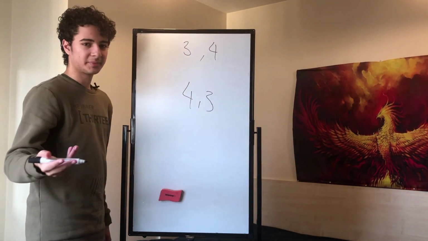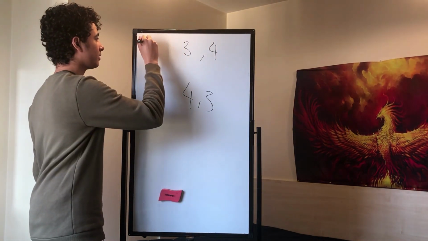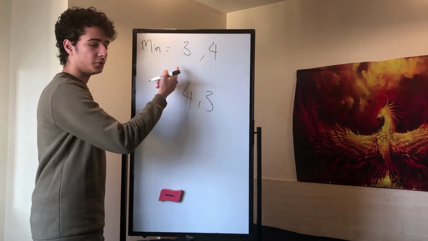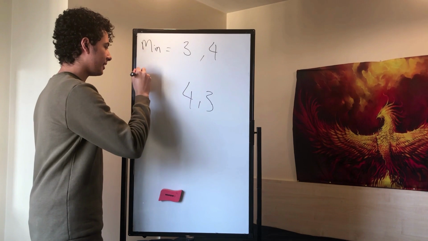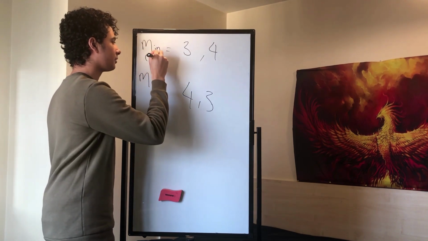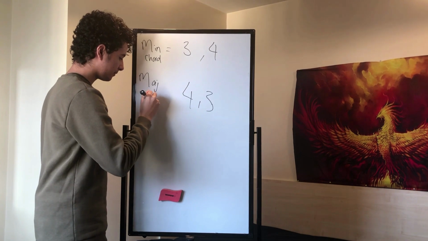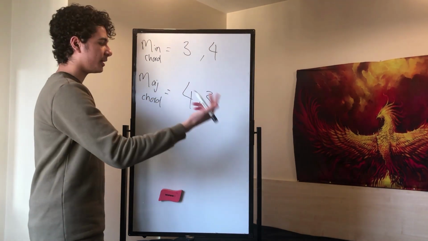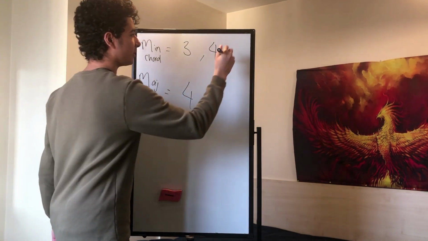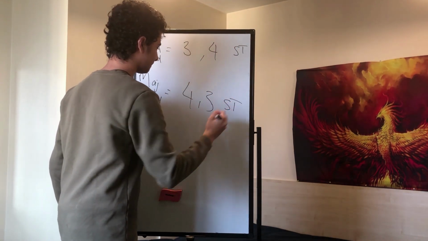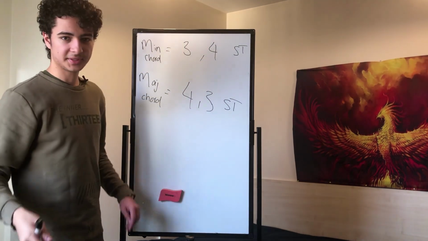Now, what does this mean? If you want to make a minor chord, you have 3, 4. If you want to make a major chord, I'll write chord here, you use 4, 3. But 3, 4 what and 4, 3 what? So these are semitones.